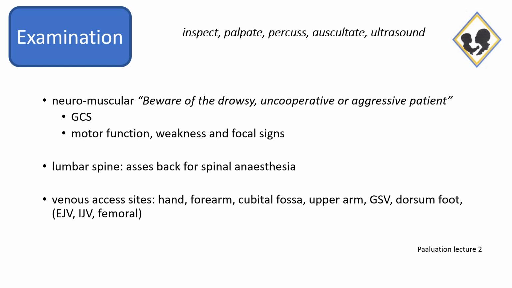The external jugular vein has saved many patients for me. The great saphenous vein on the foot. You sometimes find good veins as well where the arms might have been bruised with previous IV accesses. So look for all these potential sites that we've listed here.